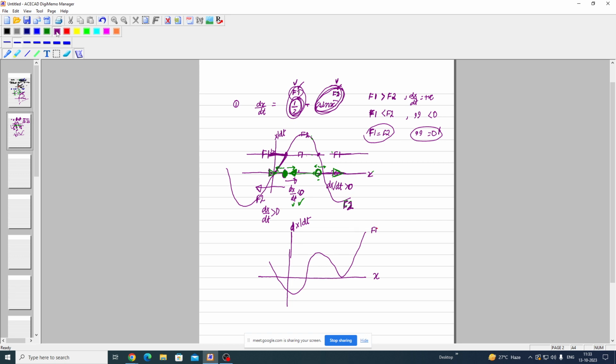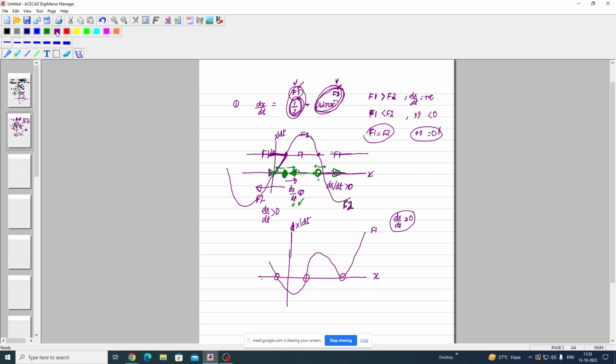To find fixed points, you need to find out all the scenarios where dx by dt is equal to 0. So, okay, this is hard. Where dx by dt is equal to 0. So dx by dt is equal to 0 here, it's equal to 0 here, and it's equal to 0 here. So we have 3 fixed points. Let's figure out the stability of these fixed points.